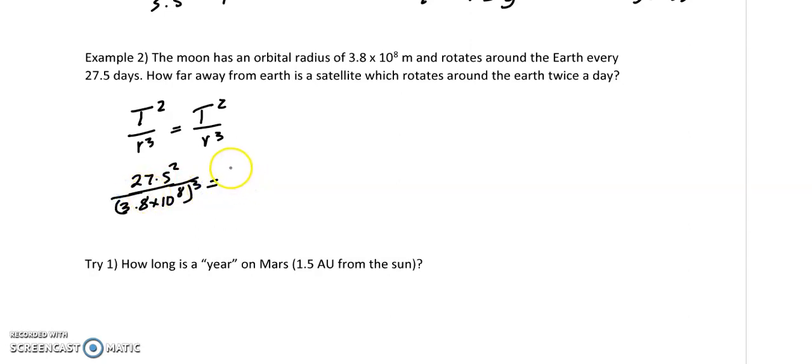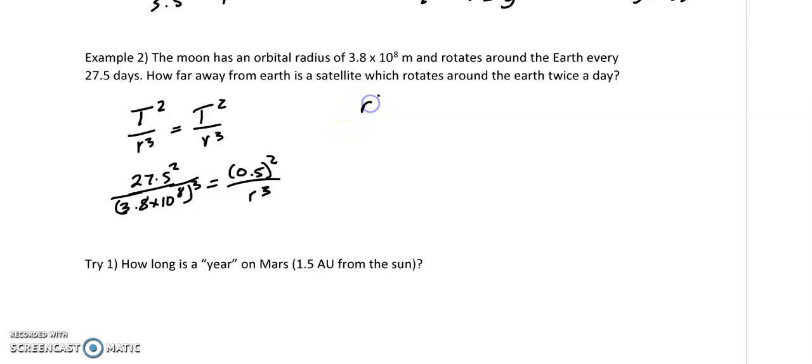And that's going to be equal to, well, the period of the satellite is half a day, right? If it's going twice a day, then half a day would be there. And you're actually looking for r cubed.